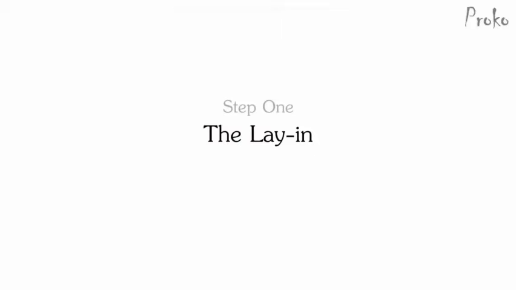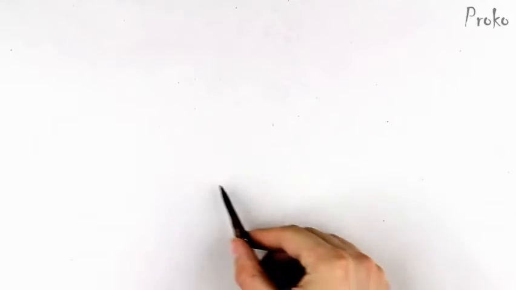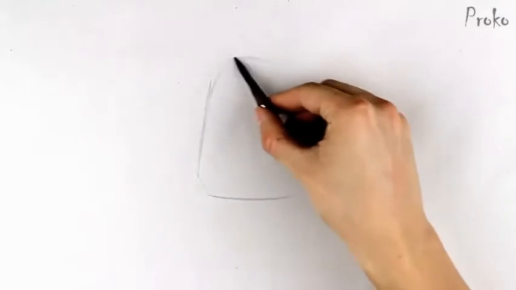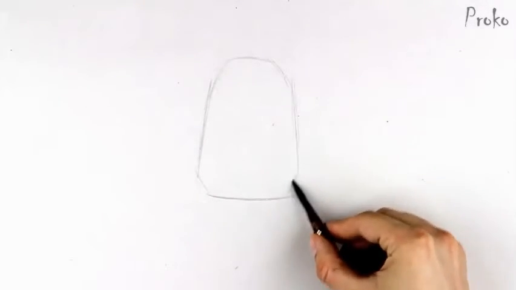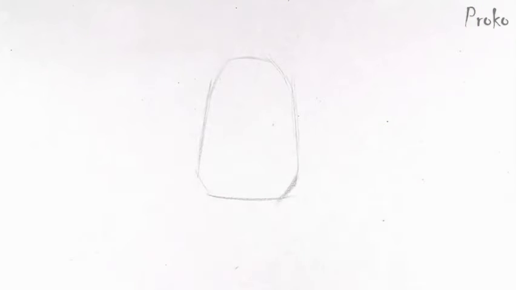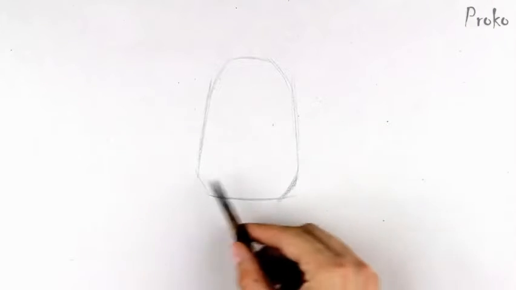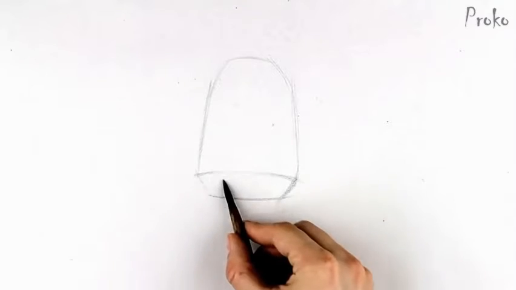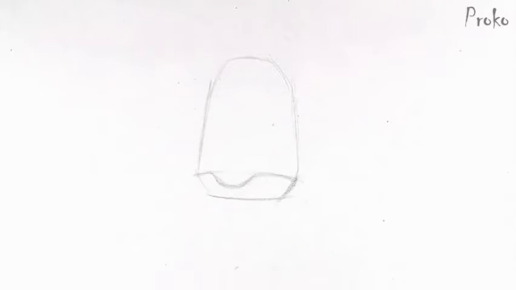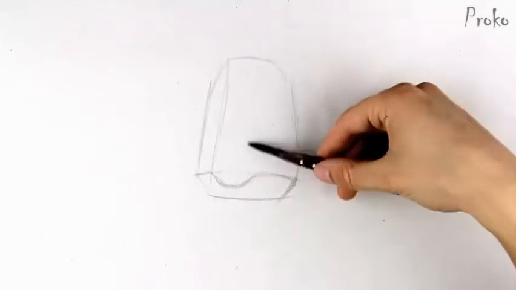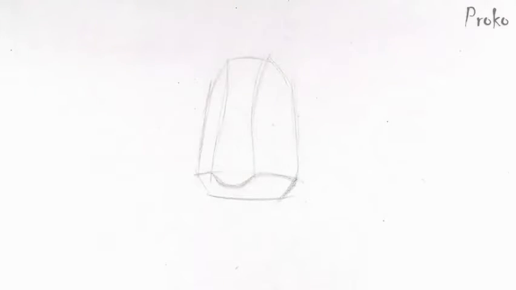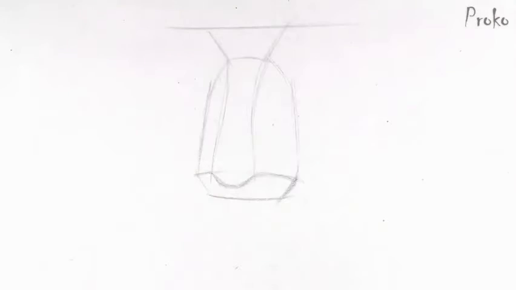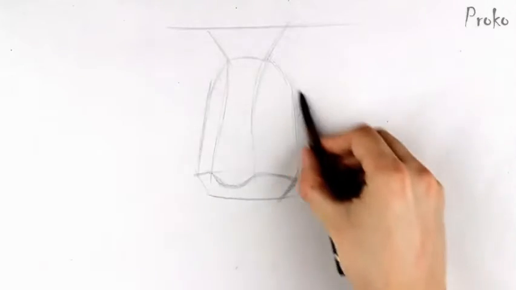The lay-in. I'll start my lay-in with the perspective of the major planes. I want to define the perimeters of these planes first and make sure the width to height relationship is correct. Then I'll define the bottom plane, starting with a rhythm between the nostrils and bottom plane of the ball. Get a rhythm in there to separate the top plane from side planes and connect the nose to the forehead and eye socket by indicating the glabella and brow ridge.